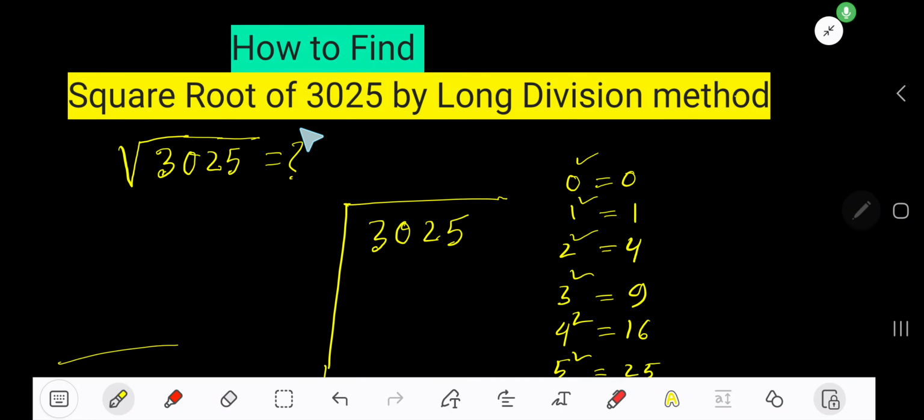How to find the square root of 3025 by the long division method? We need to make pairs from right-hand side to left-hand side. This is our first pair, this is our second pair.